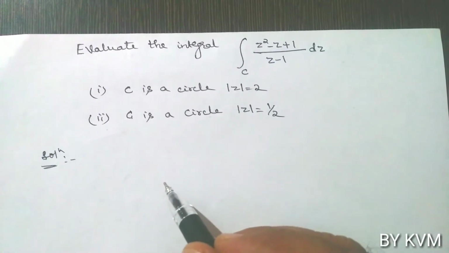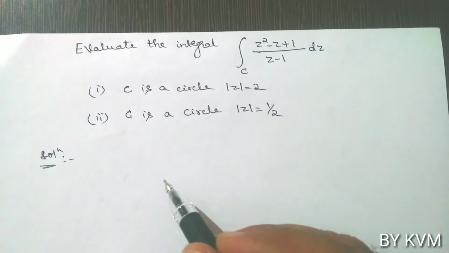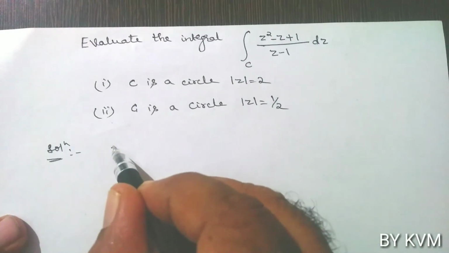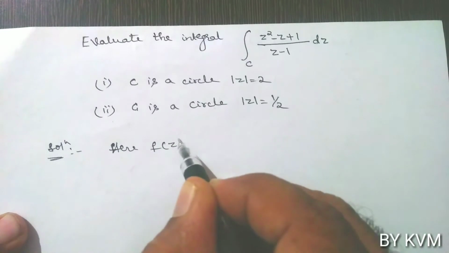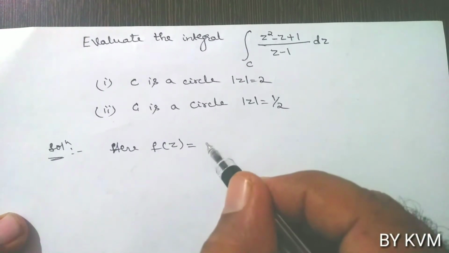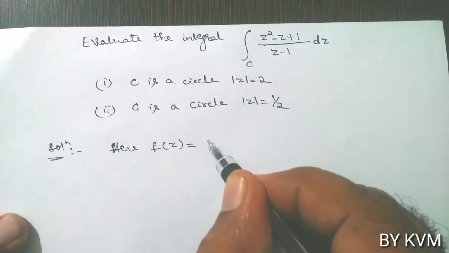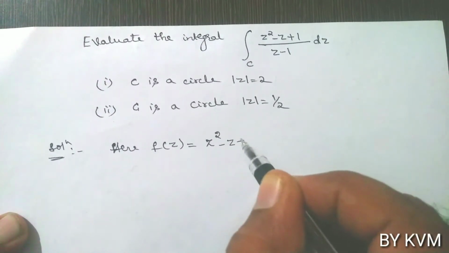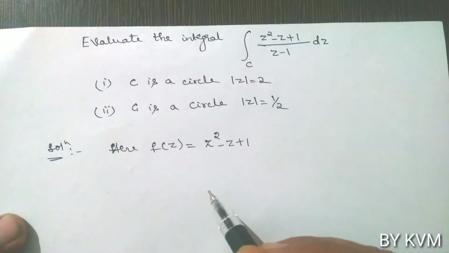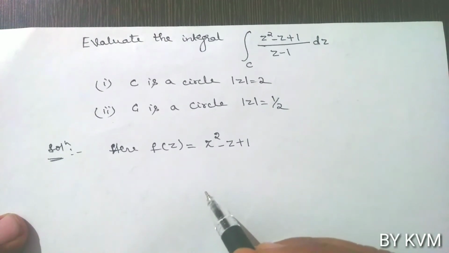First we have to identify the singular point. So take the given function, f of z. Take f of z as the function in the numerator. In the numerator we have z square minus z plus 1. Now we have to find the singular point.